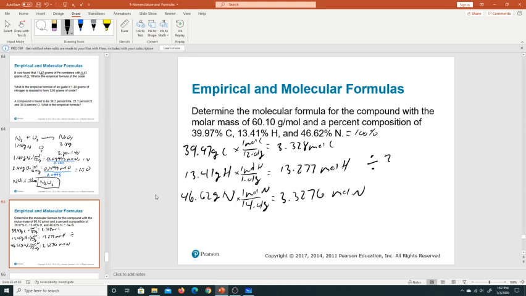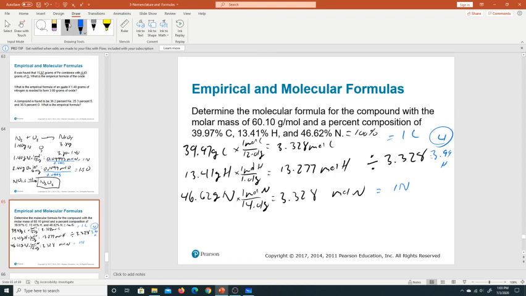Let's divide each of these by 3.3276. Just for consistency purposes, I'm going to call it 3.328, that's what this rounds to. If you do that, carbon's the same, N's the same, that's going to give us 1s. So that's going to give us 1 C, 1 N. So the question now is what's hydrogen? 13.277, divide that by 3.328, 3.99 H. That's close enough to 4.